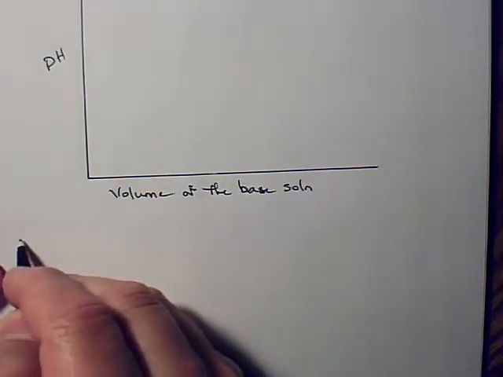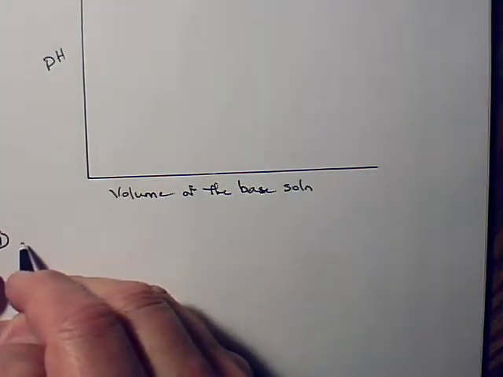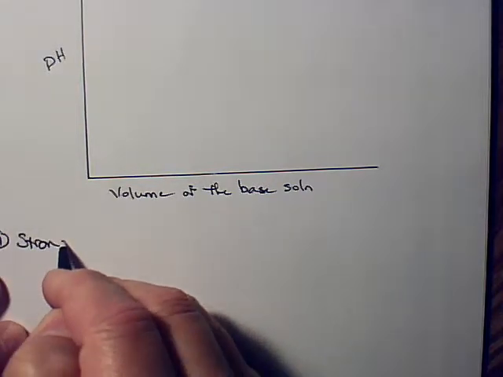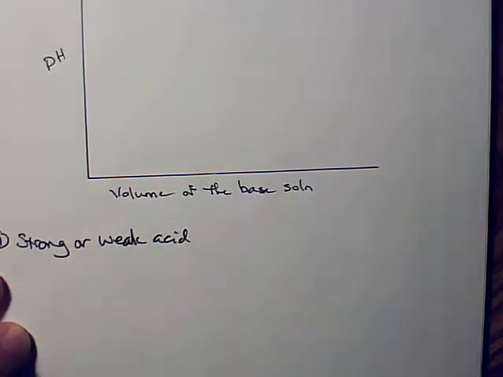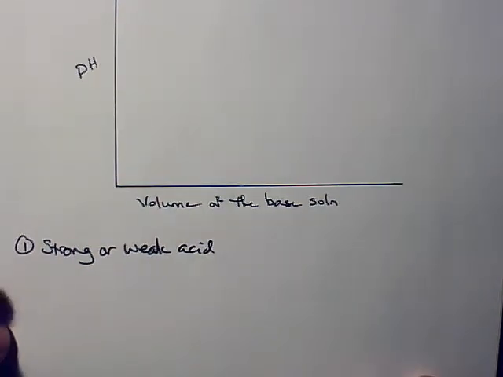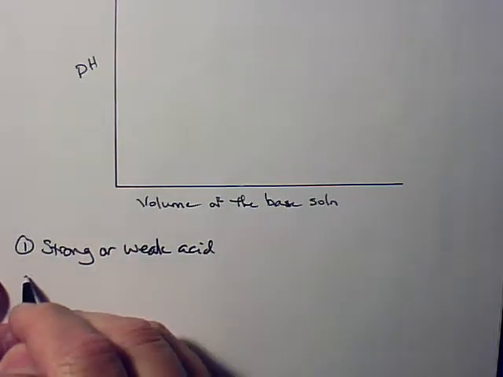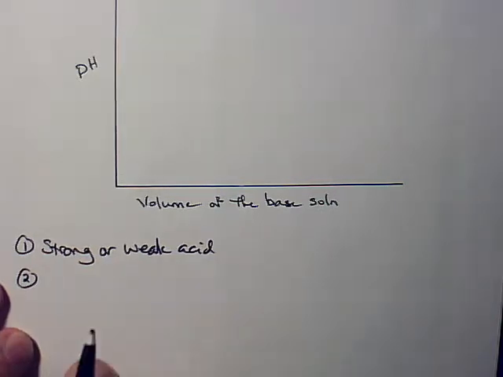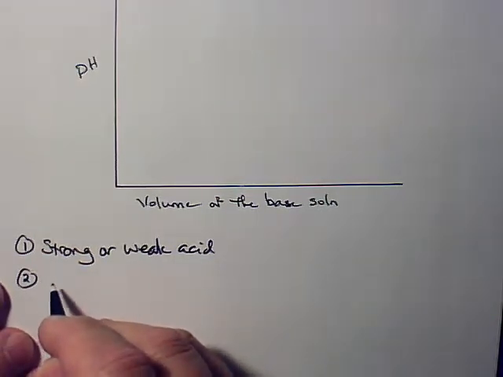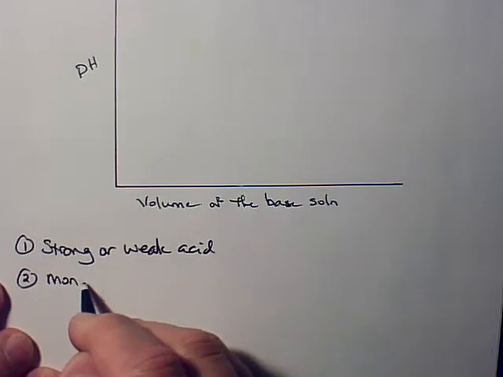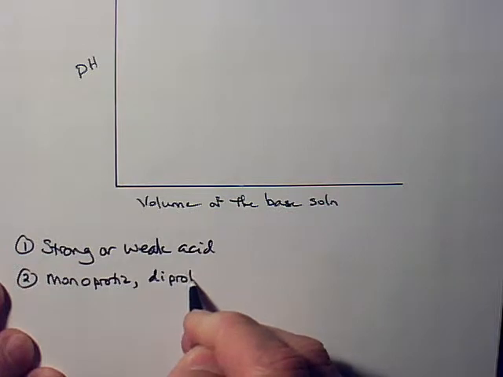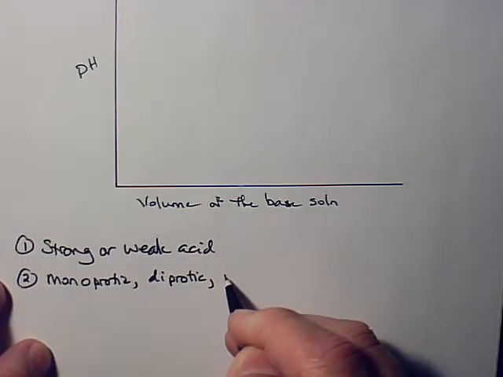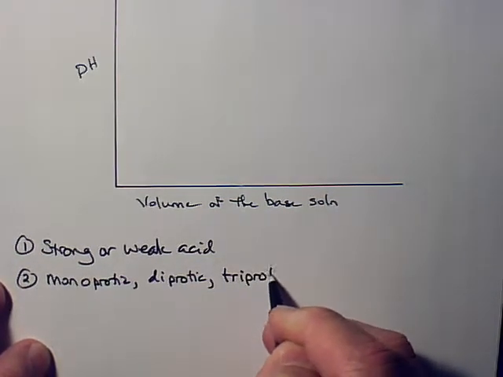One of the first things you'll be able to tell from this graph is whether or not it's a strong or weak acid. You can tell that even though you don't know what the acid is, from the shape of the graph. And then you can also tell me from the shape of the graph whether the acid is monoprotic, diprotic, or triprotic.